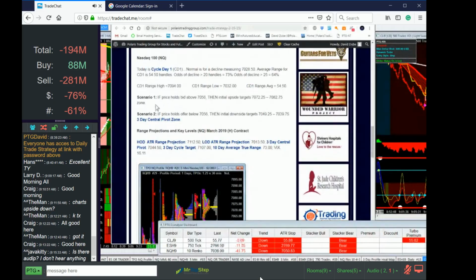Crude oil is on the same cycle day. I'm not so much sure of gold. It could be as well. So crude oil is on a cycle day 1 as well right now.